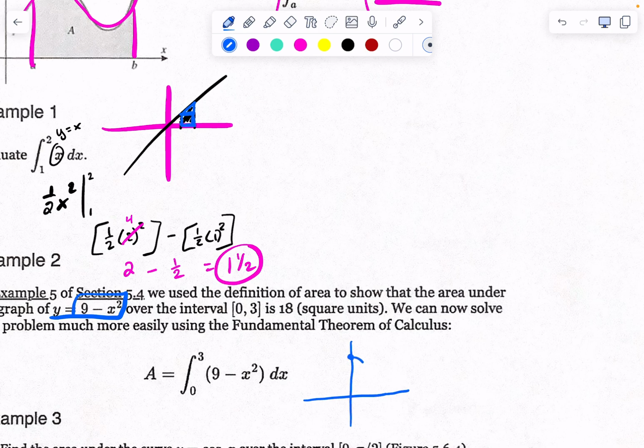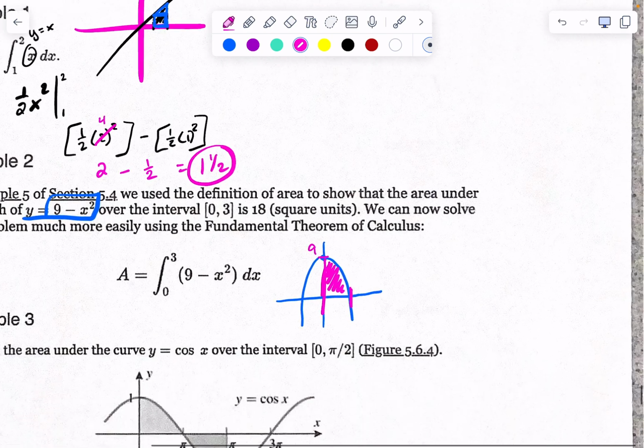We're up at 9, draw it, and then we're going like this. This is what 9 minus x squared looks like. Beautiful. He's up at 9, right? 9 is the y-intercept, okay? We are finding the area from 0 to 3. This guy right here.